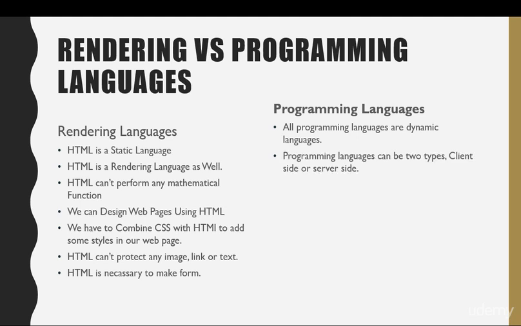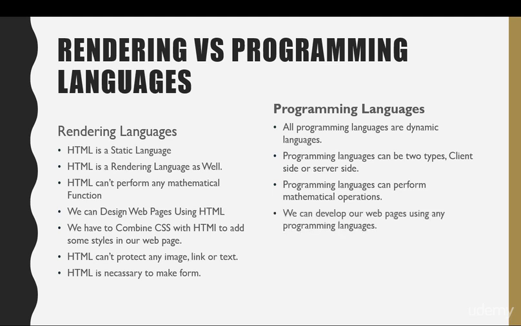Programming languages can be of two types: client side or server side. A client side language interacts with the client's computer, and a server side language like PHP or ASP interacts with the server. A programming language can perform mathematical operations, unlike HTML or a rendering language. For example, if you put 2 plus 2, a programming language gives us the result 4. Unlike the rendering language, if you put 2 plus 2 in HTML, you will get 2 plus 2, not 4.